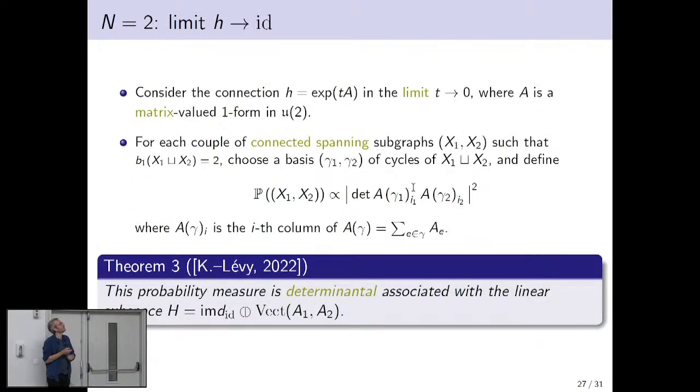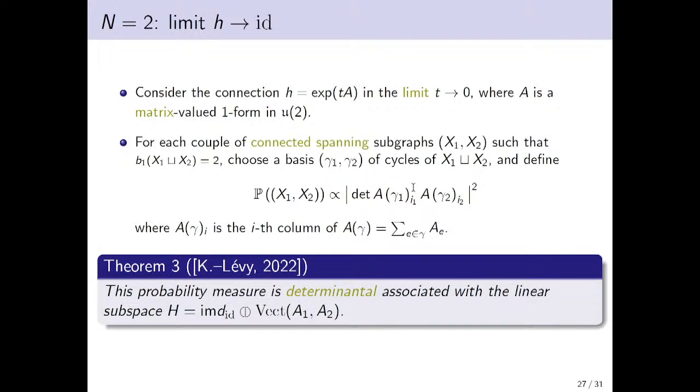Okay, another example, slightly more complicated, is taking not H equals the identity, but H tends to the identity, which is not the same thing because there's actually a discontinuity somewhere. So what we do is that we take a connection which is of the form exponential tA, where A is now just a 2x2 matrix valued one form, which are anti-Hermitian, and we take in the limit t tends to 0.